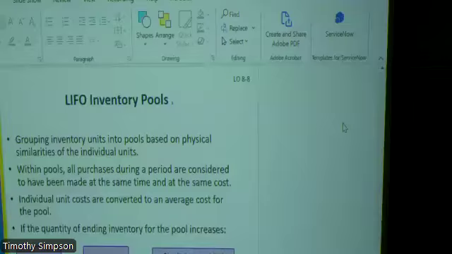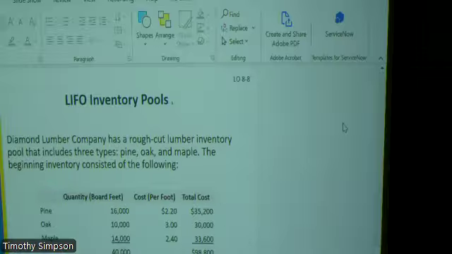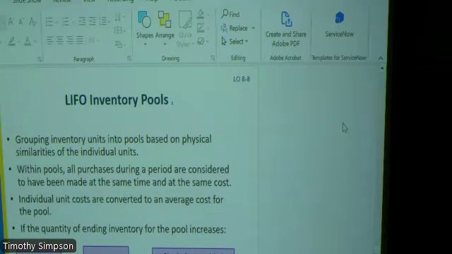And we'll get to some examples here. If the quantity of any inventory goes up, then we simply take the beginning inventory plus that layer added during the period at the average cost of the pool. And if you're kind of confused as to what that means, let's hold on. Before we move on, what are some other examples?